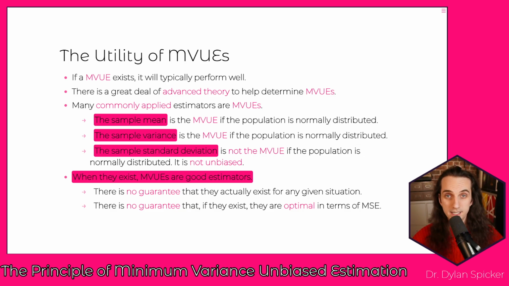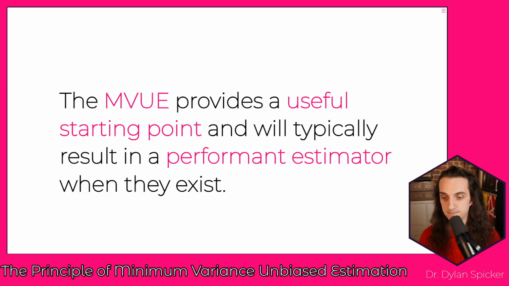Now, a key point here is that even if the MVUE exists, that does not mean it's going to be the optimal estimator in terms of the MSE. It is possible that we can find a biased estimator that has a lower overall MSE, a biased estimator that is actually preferable in terms of the MSE selection criteria. Right? So just because you have a MVUE does not mean it's the best possible estimator. However, it's always going to be a fairly reasonable estimator to at least start with.